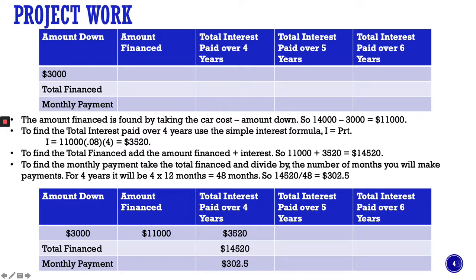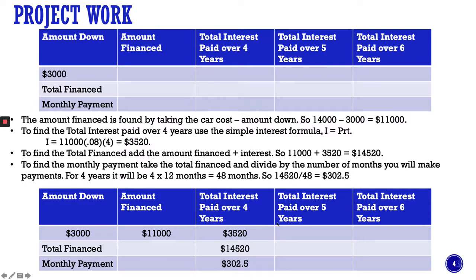To find that monthly payment, we're going to take our total that we financed and divide it by the number of months we're going to make payments. For 4 years, that's 4 times 12 months, which is 48 months. So $14,520 divided by 48 gets us a payment of $302.50. And that's what we put right here.